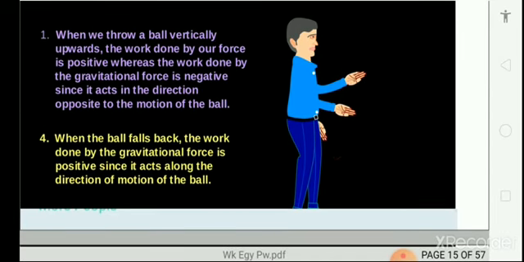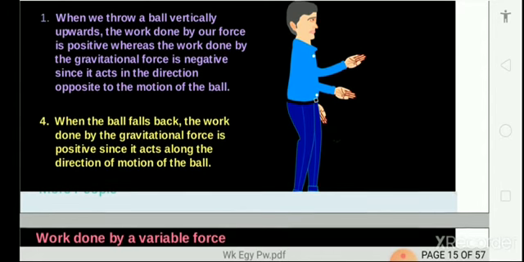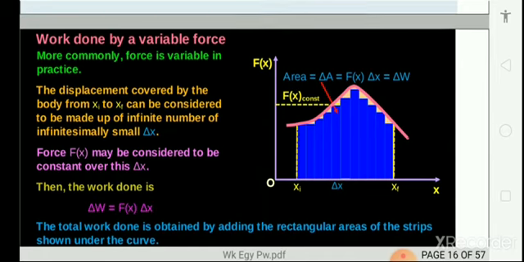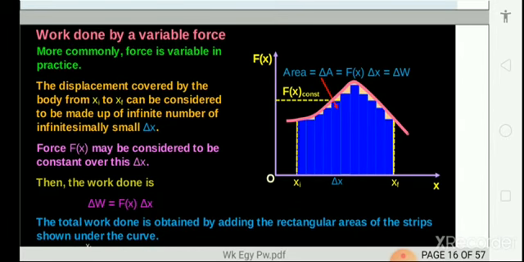When we throw a ball vertically upwards, the work done by the applied force is positive, whereas the work done by the gravitational force is negative, since it acts in the direction opposite to the motion of the ball. When the ball comes back, the work done by the gravitational force is positive, since it acts along the direction of motion of the ball.